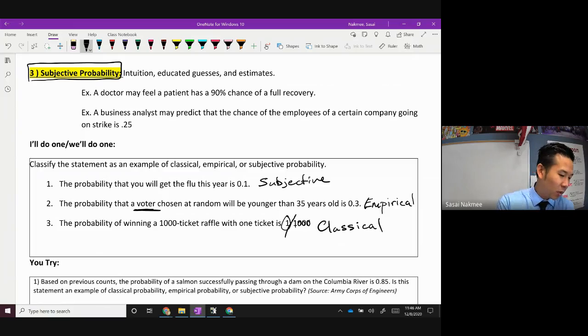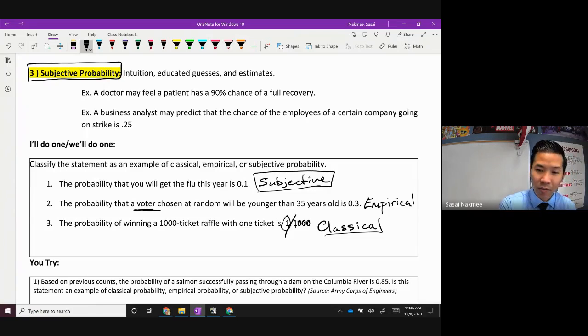Those are the difference between the three probabilities that you need to know. Classical is the first one we learned, right? It was basically you counting. Flipping a coin is 1 out of 2, right? Rolling a die is 1 out of 6. Empirical is basically off of what you can record based off of what you observe. And number 3 is subjective, based off of the fact that you can only do it based off of intuition and an educated guess. So I'd say subjective is the easiest one to identify.